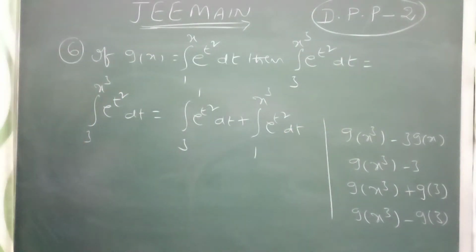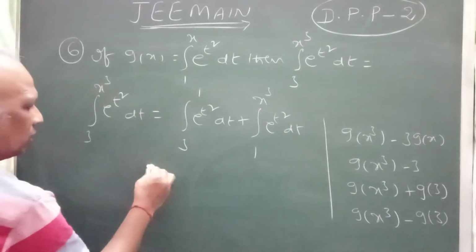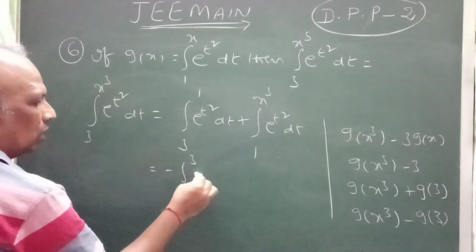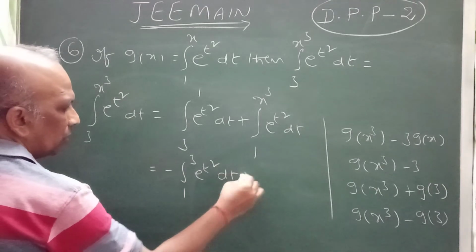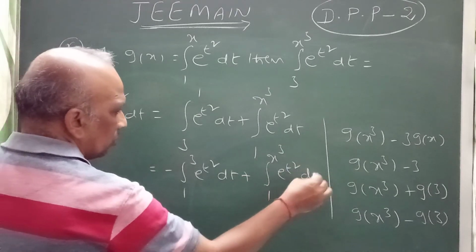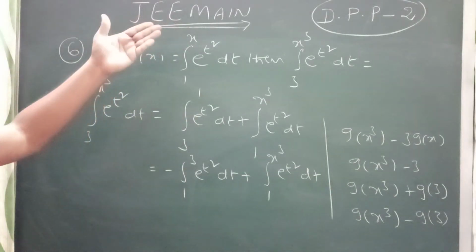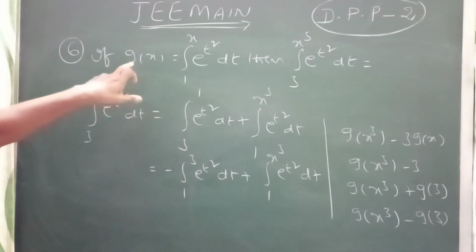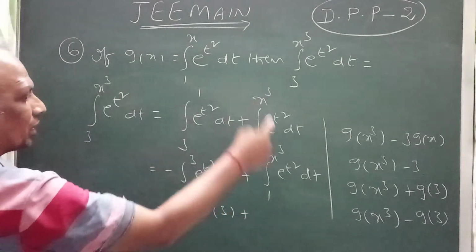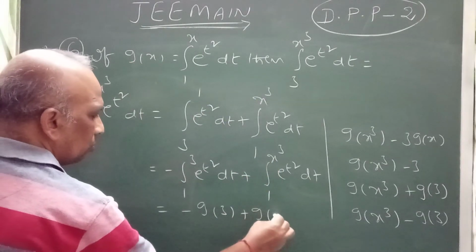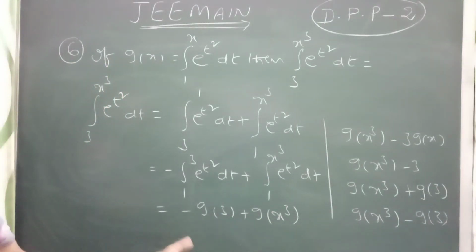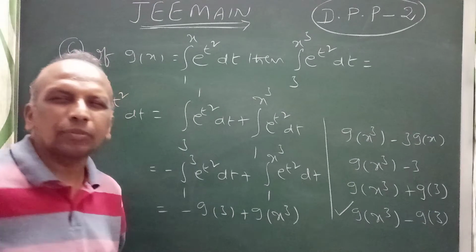For 3 to 1, we know if you interchange the limits you get minus, so minus of integral 3 to 1 becomes 1 to 3. Then 1 to x cube e power t square dt. Now you can compare with 1 to x: in the place of 3 it is g of 3, with the minus sign, and in the place of x cube, g of x cube. Your answer is g of x cube minus g of 3. So this is the fourth option. That will be your answer.